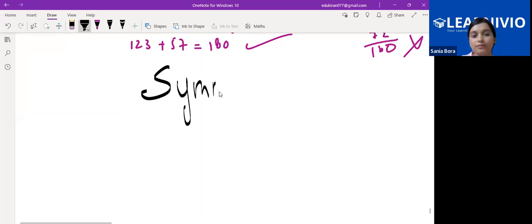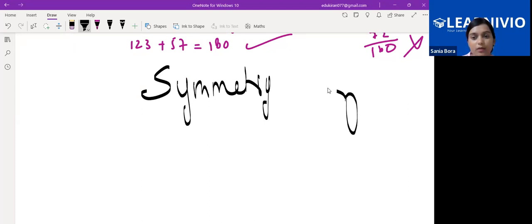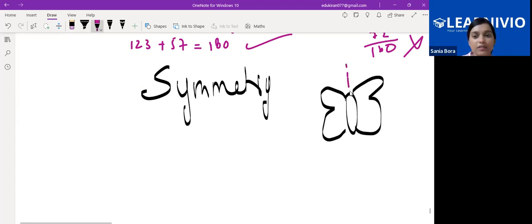Okay. So giving you the visual of symmetry. Symmetry is basically dividing the parts into two equal parts. For example, this is a butterfly. What I did for the symmetry here is I just divided it into two equal parts. On the left hand side and on the right hand side it is equal.